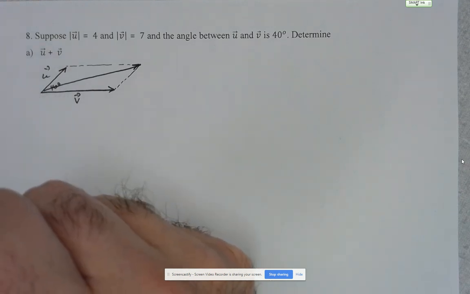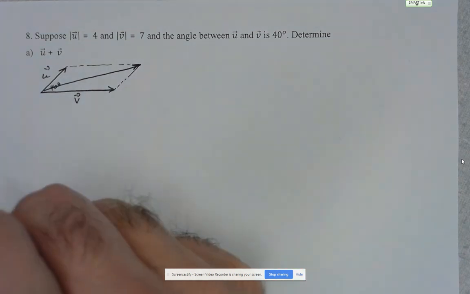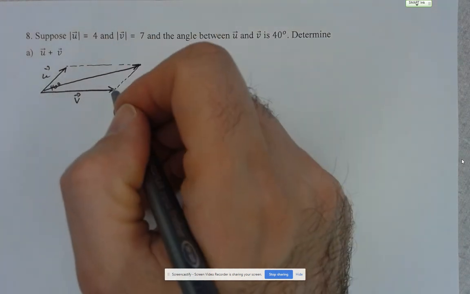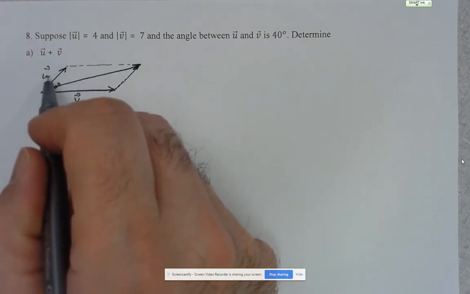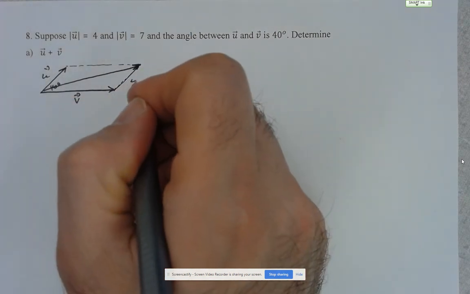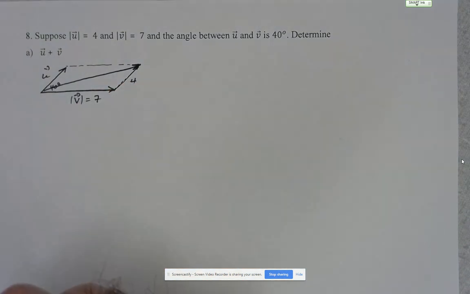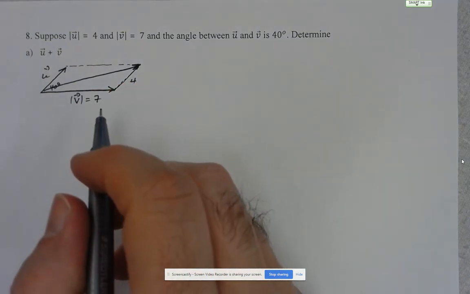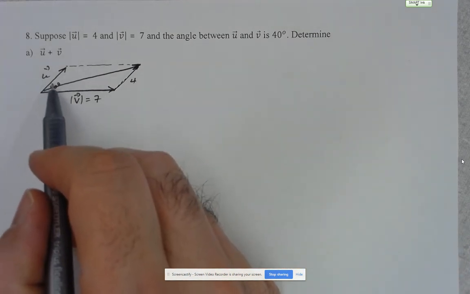Another way of looking at this is U plus V, so I can draw the vector there, or I can just think this side here is the same length as vector V. So we have this is equal to 4, and this here, the magnitude is equal to 7. And this is where we have to be careful. 40 degrees is the angle between them, meaning when they're placed tail to tail.